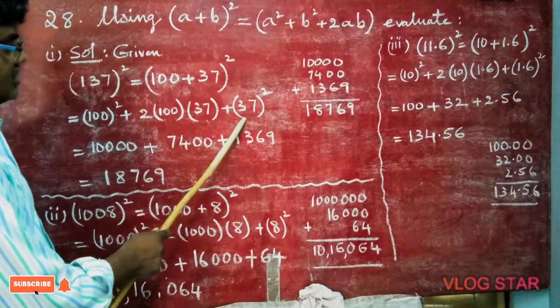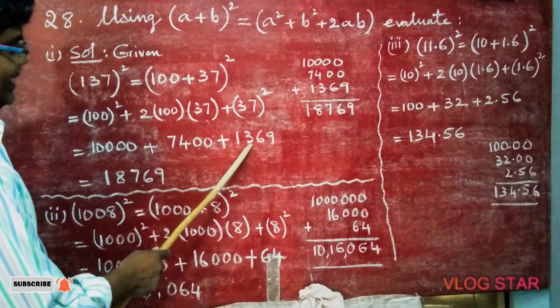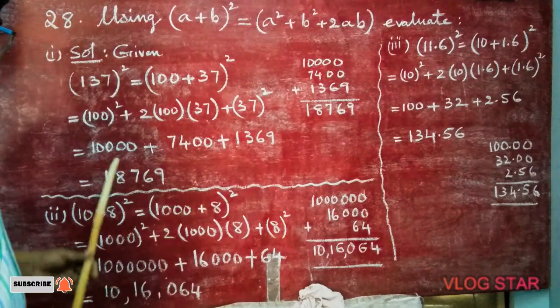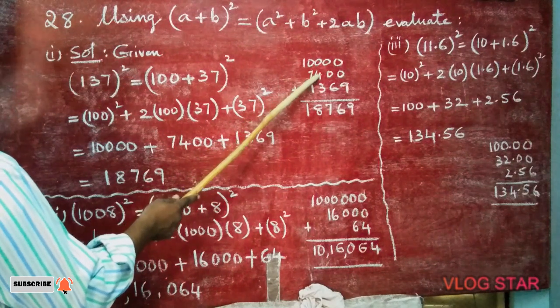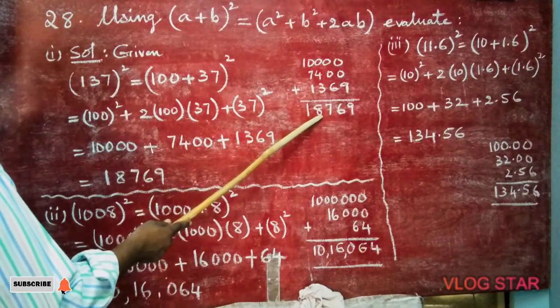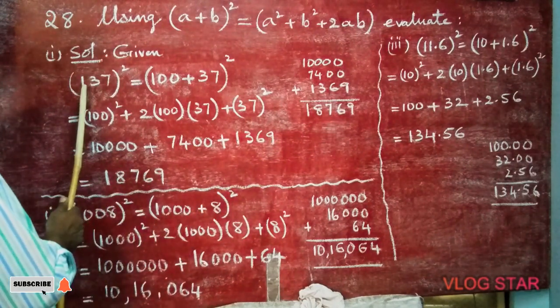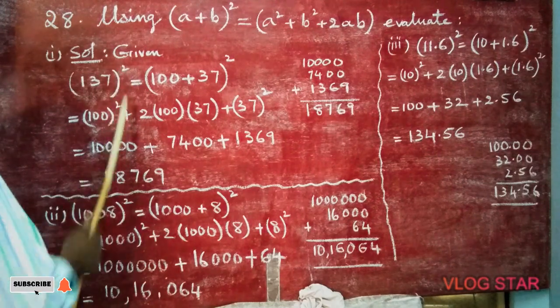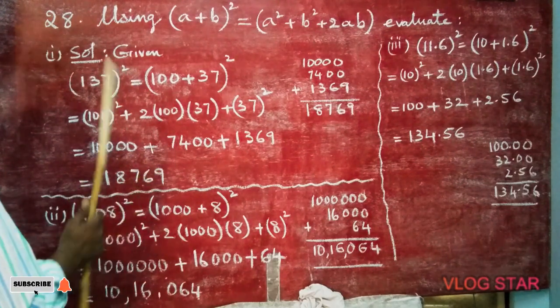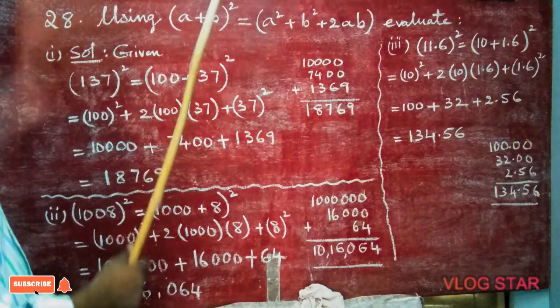And I told you to learn the squares by heart. 37 square is 1,369. Now add 10,000 plus 7,400 plus 1,369. You will get 18,769. So that is the answer of 137 whole square. We did it through the formula method. Which formula? The (a plus b) whole square formula method.